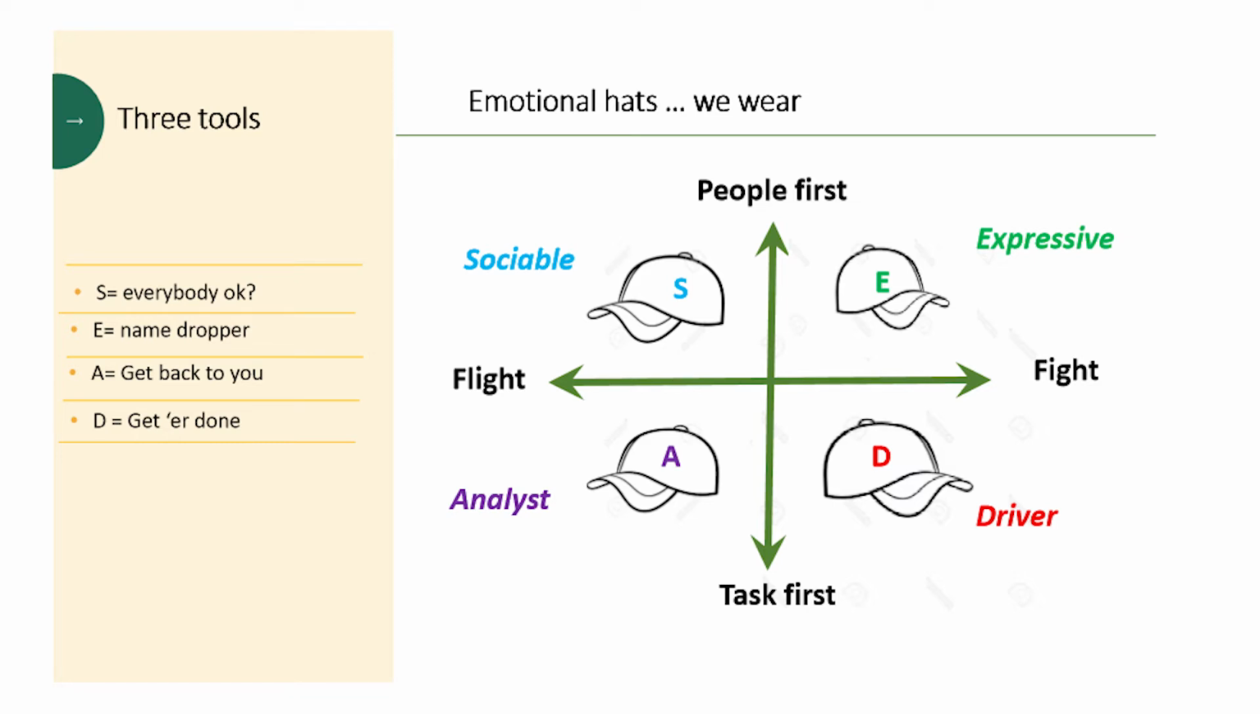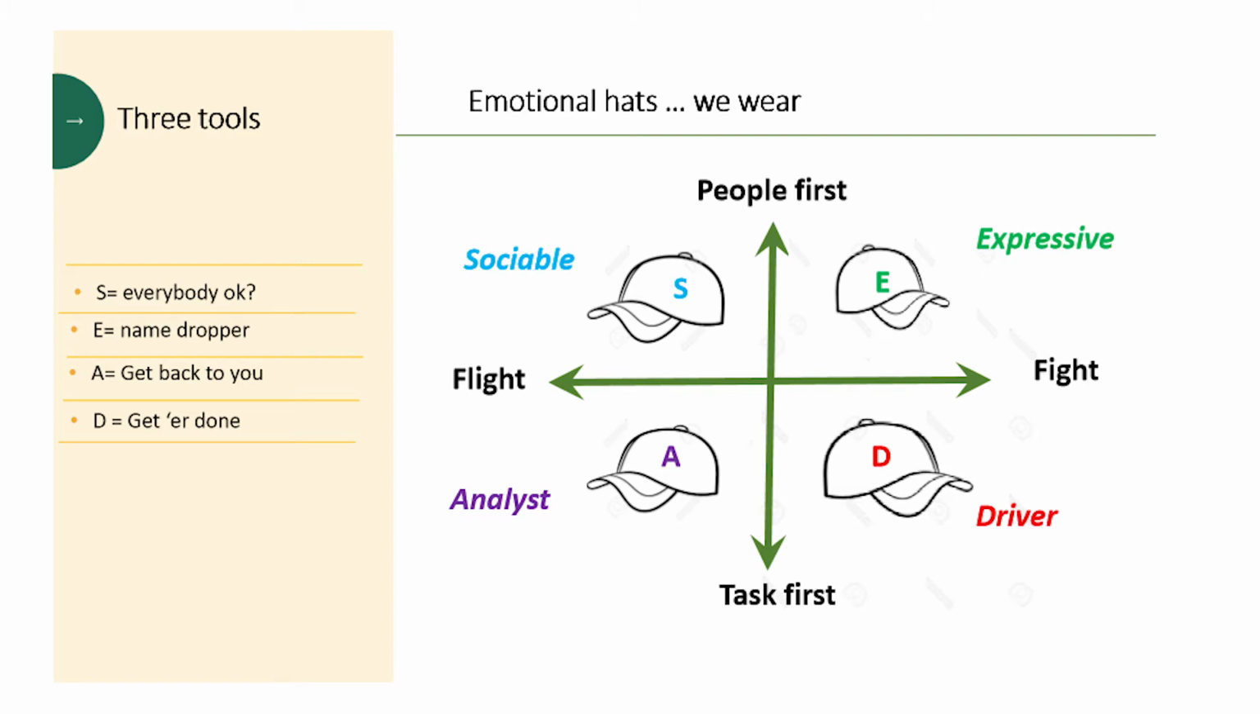Then if we are in the bottom right corner, we're prepared to fight issues, but we are looking at the task first. That's when we wear our D hat, our driver hat. That's where we are really in a situation where we don't want people to waste our time. We don't want anybody telling us what to do, but we want, give me some options and I will pick them and I will make decisions. It's very much a get things done kind of mode.